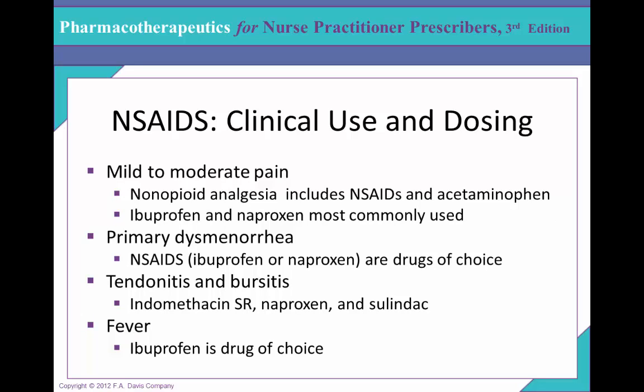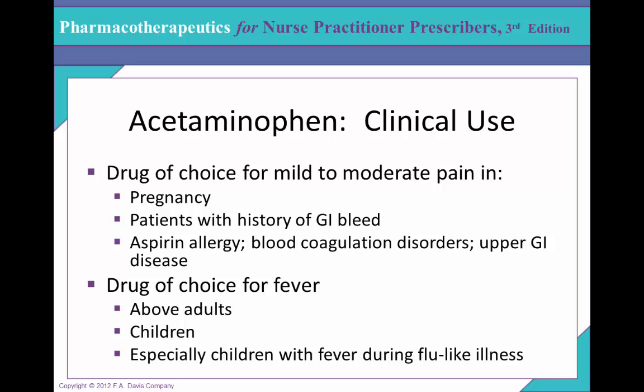So again, for mild to moderate pain, you have to use either Tylenol or NSAIDs. So it's a non-opioid analgesia. You could use ibuprofen, Advil, Aleve, naproxen, etc. For primary dysmenorrhea, basically menstrual pain, you could use NSAIDs, and that's the drug of choice. For tendonitis or bursitis, you could also use NSAIDs. For antipyretic purposes, you could use NSAIDs, and ibuprofen is the drug of choice.